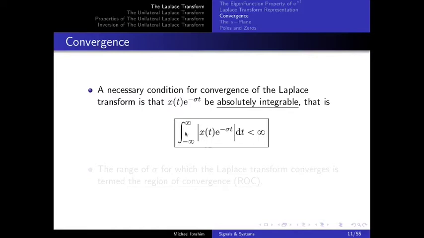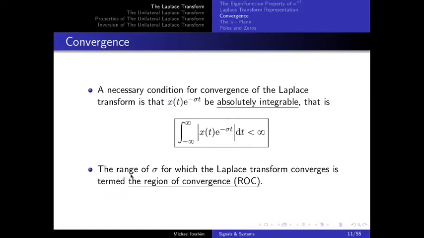And as you can see, this integration depends mainly on the function x of t and on the value of sigma over here. That's why the range of sigma for which the Laplace transform converges, in other words, the range of sigma for which this inequality holds, is called the region of convergence. And the region of convergence is an essential part of the Laplace transform. So whenever you compute the Laplace transform, you need to specify the region of convergence, for which part of the sigma values we have a convergent Laplace transform.